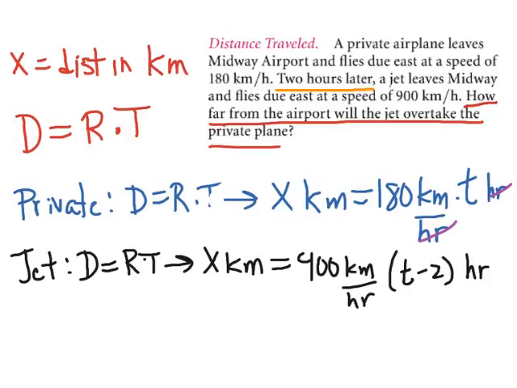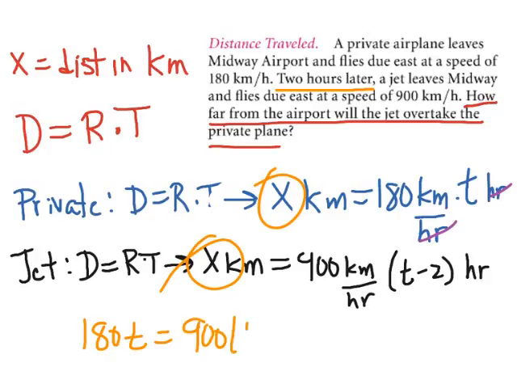So, we have to have a little t minus 2 there to take care of that. Alright, but now look what we have. I have x in this equation, and I have x in that equation. X is exactly the same. The equation I need to solve to answer this is 180t equals 900 times t minus 2.